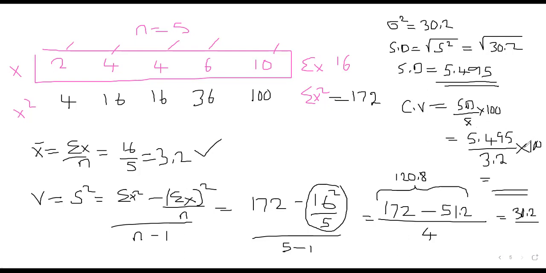What are you getting? 1.7 times 100. Yes, I found 1.7 and then I multiplied by 100, so I found 171.7. 171.7%. Yes, so this is called the coefficient of variation.